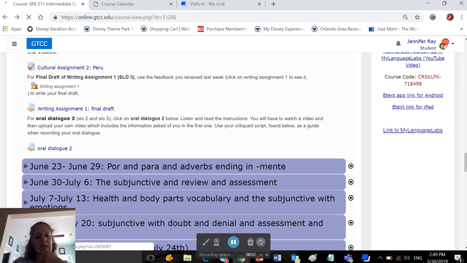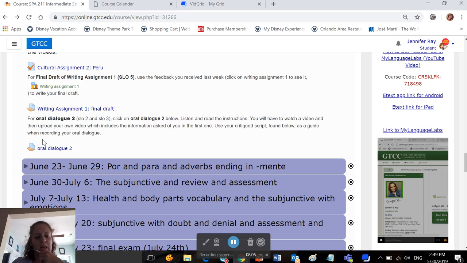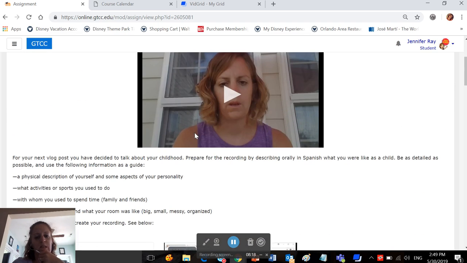Okay, and oral dialogue 2, again, you're going to see something that looks like this right above oral dialogue 2. When you get to this week, you'll open it up. You'll see a corrected script. You'll want to use the script that I corrected and use it to make your recording. This is the second one you're doing, so hopefully you understand what you're doing at this point.